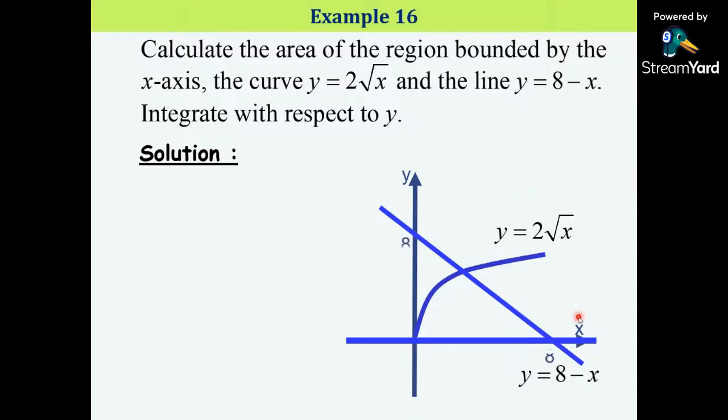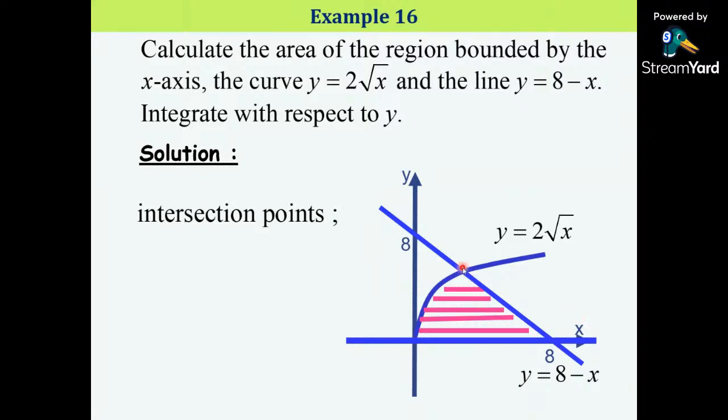So where is the shaded region? It is here. Okay, and we want to integrate with respect to y, which means that we need to find the intersection point over here. So we just apply the simultaneous equation. Squaring both sides, we will get the result 4 or 16 for x values, but now we need to find the y values. Okay, so over here it is 4 and 16 on the other side. Okay, 4 or 16.